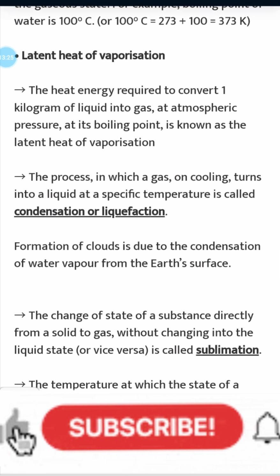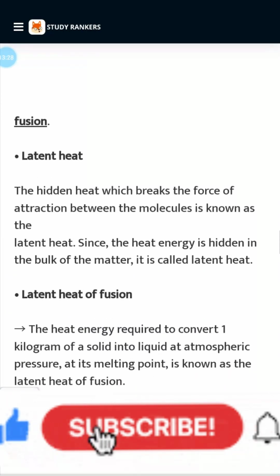Now we have latent heat. So what is latent heat? First let's understand what exactly latent heat is. The hidden heat which breaks the force of attraction between the molecules is known as the latent heat. Since the heat energy is hidden in the bulk of the matter, it is called latent heat.